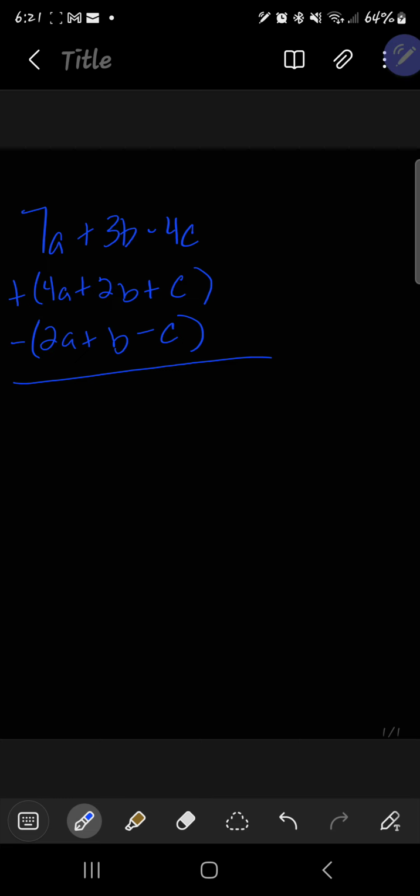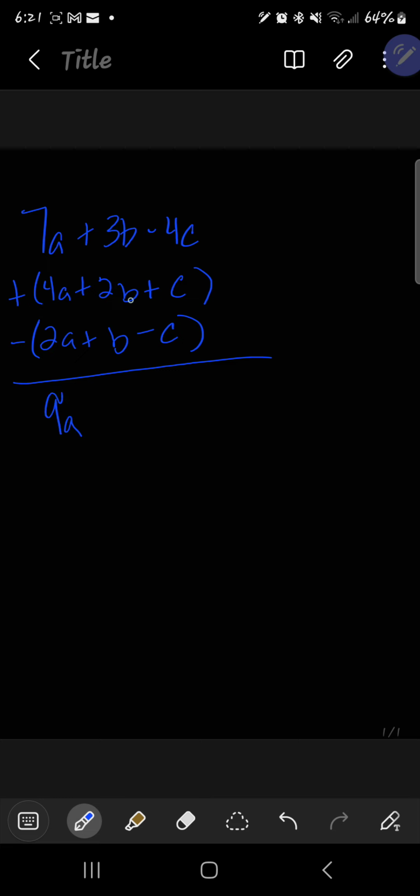Also remembering that if you just have A or just have B or just have X or whatever, there's an understood one. So when you're adding and you have A plus 3A, this is going to be 4A because there's always that understood one. Okay, so when you're adding this, you're going to do 7A plus 4A. That negative on the outside is going to change that 2 to a negative. So 7 plus 4 is 11 minus 2 is 9A.